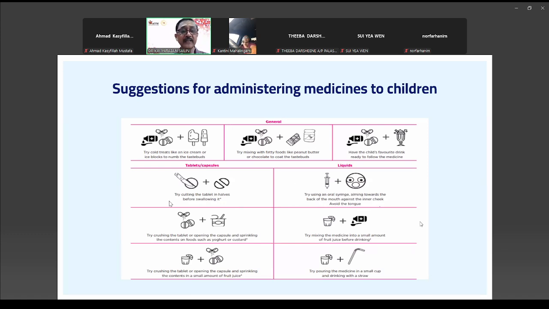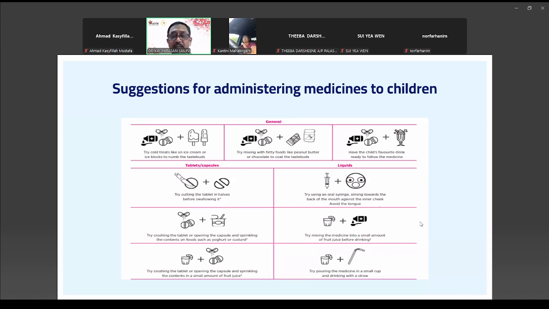Now, the next one is you can cut the tablet in half before swallowing. Sometimes with slightly bigger children, you can cut it or make it a powder, mix it with honey and give. You can give honey or yogurt or custard. Or you can crush the tablet or the capsule and mix it with some sweet drink.